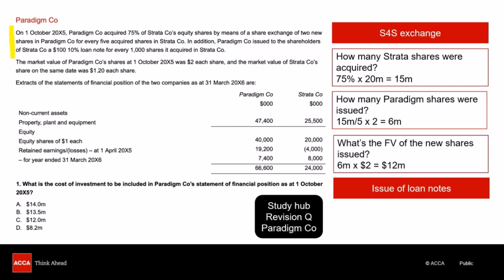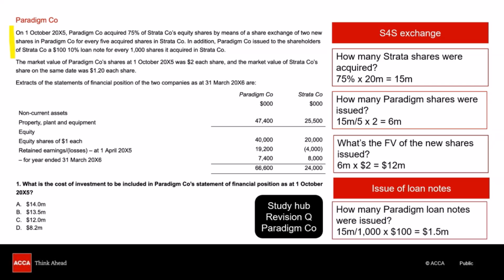Then the next part says that in addition, Paradigm company issued to the shareholders of Strata company a $100 10% loan note for every 1,000 shares it acquired in Strata company. So we are going to calculate the issue of loan notes also. 15 million shares were acquired against every 1,000. So 15 million divided by 1,000. The parent company issued $100 loan notes, so multiplied by 100, this gives us the consideration of 1.5 million.